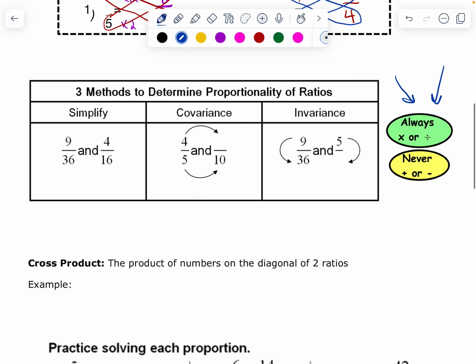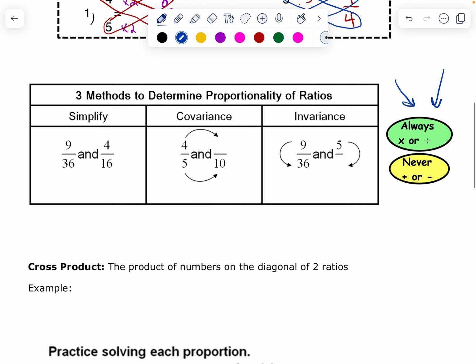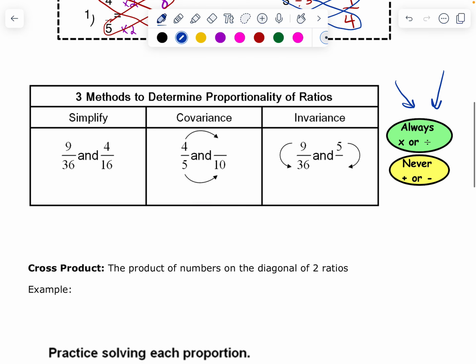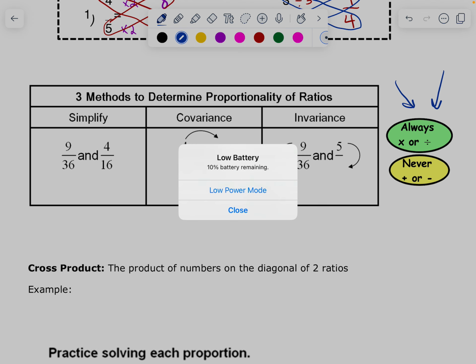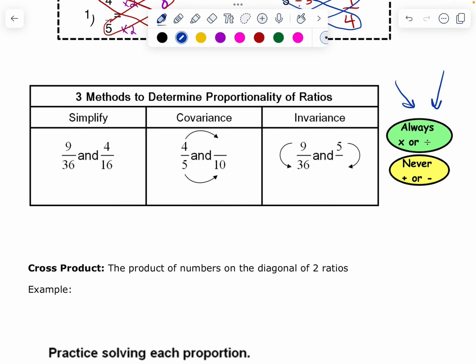So we are going to simplify 3 methods to determine proportionality of ratios. One, I can simplify, and I can say that there is a 9 in both of these, so I can divide by 9, and that's 1/4. And I can divide by 4 and divide by 4, and that's 1/4. And they are equal, so they are proportional.